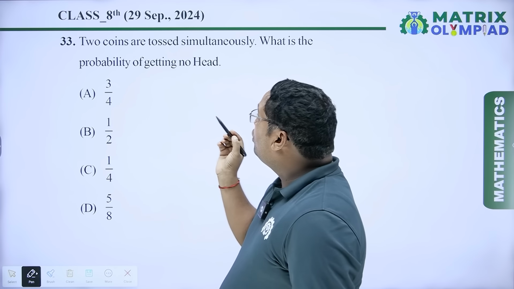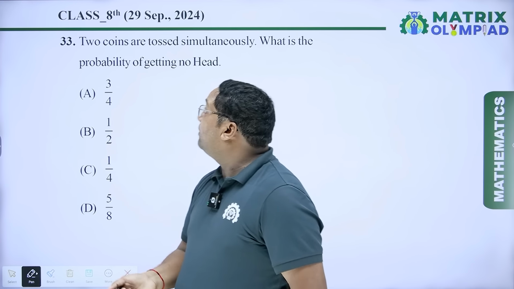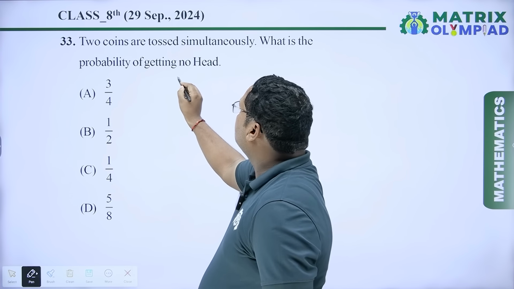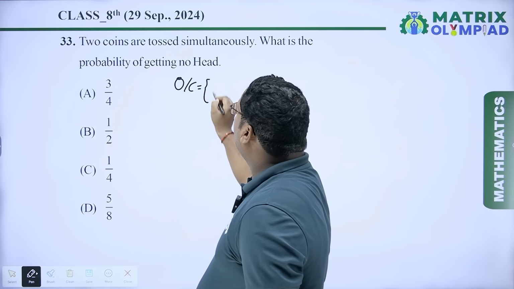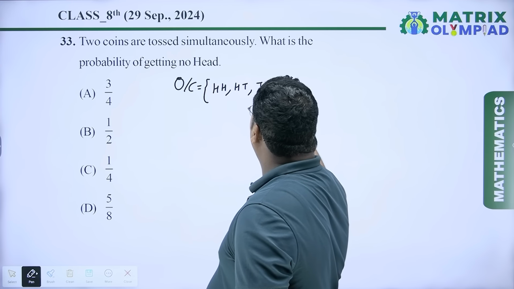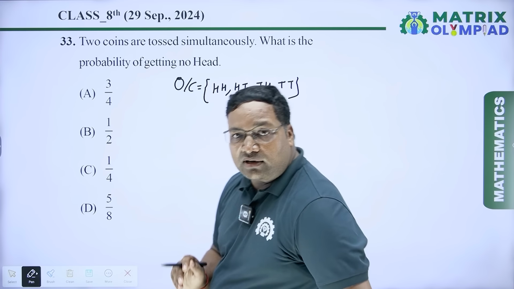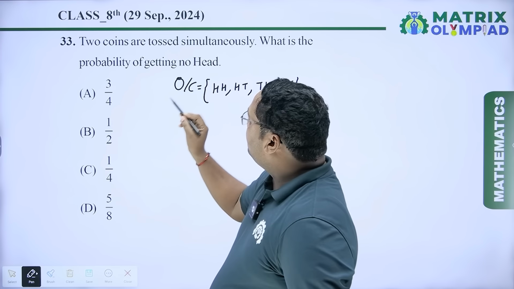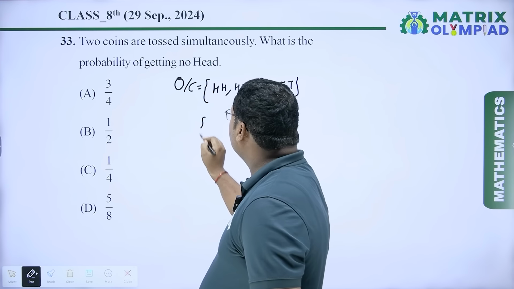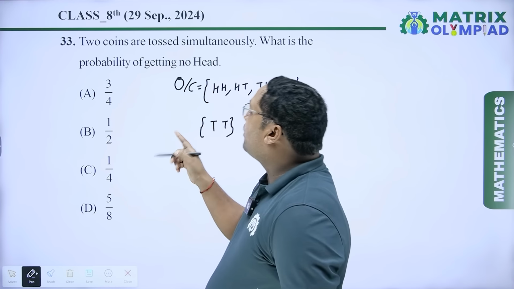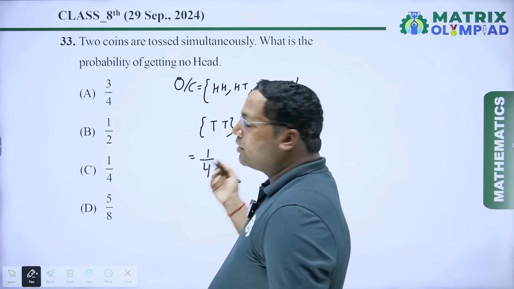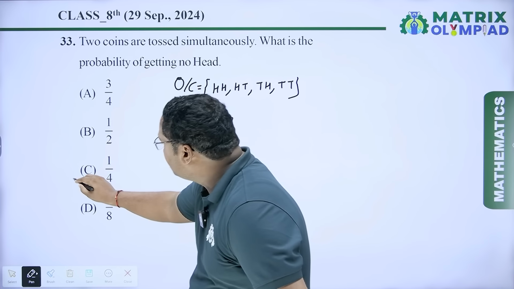The next question is: 2 coins are tossed simultaneously. What is the probability of getting no head? If 2 coins are tossed, then the total possible outcomes are head head, head tail, tail head and tail tail. So here 4 possible outcomes are there, and we have to find the probability of getting no head. So no head chance is only 1, that is tail tail. So the probability is 1 upon 4: total outcomes are 4 and favorable outcomes is 1. So the probability is 1 by 4. That is option number C.